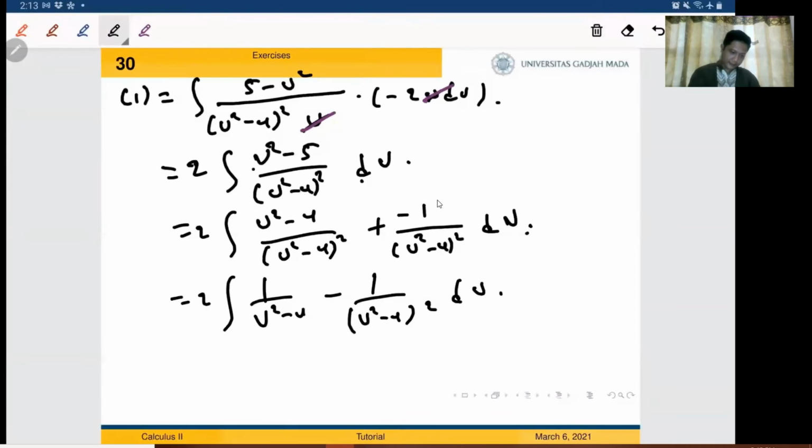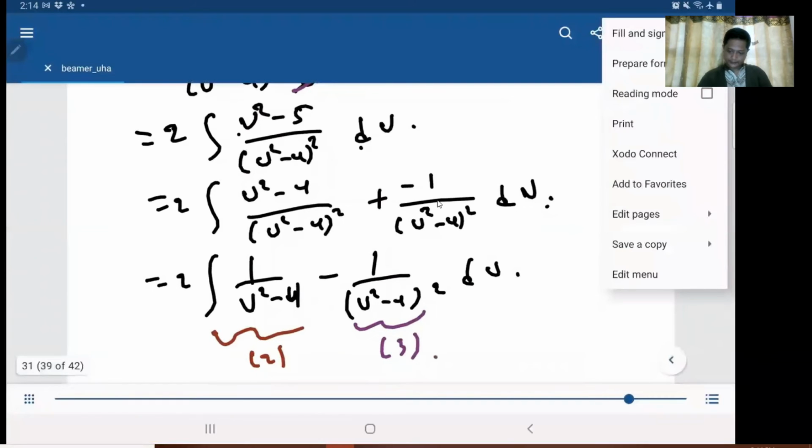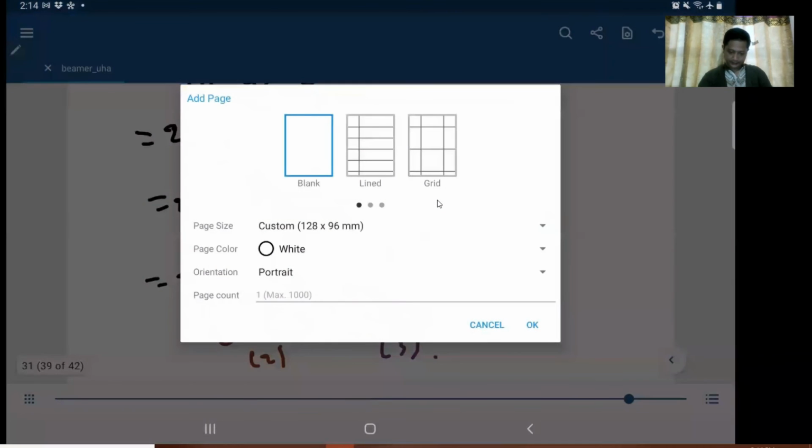Let's try to solve one by one. I want to solve this integration, and also the next one should be this integration, 1 over u square minus 4. I should add more pages, because I think this one will be much longer.